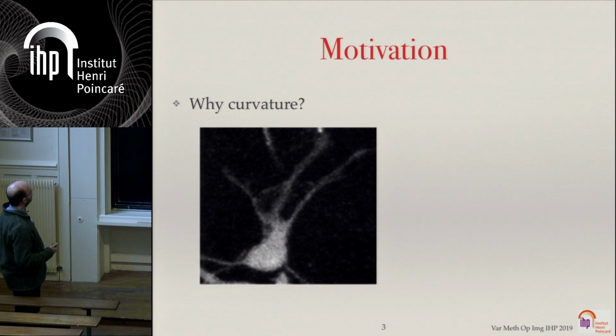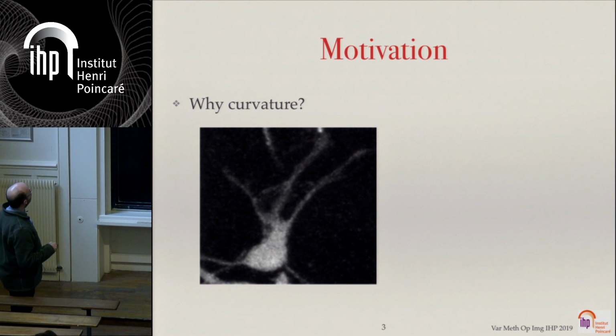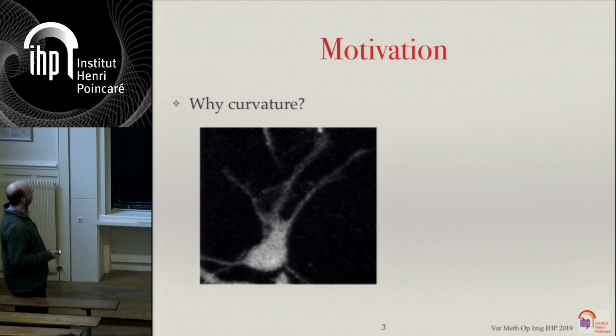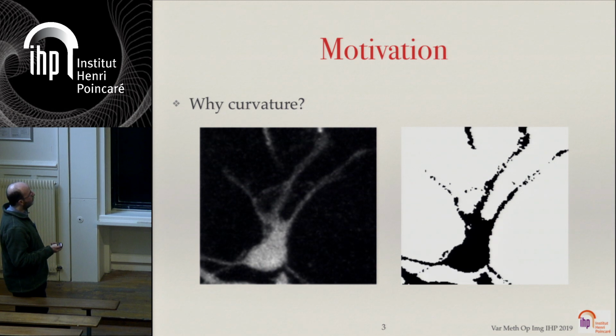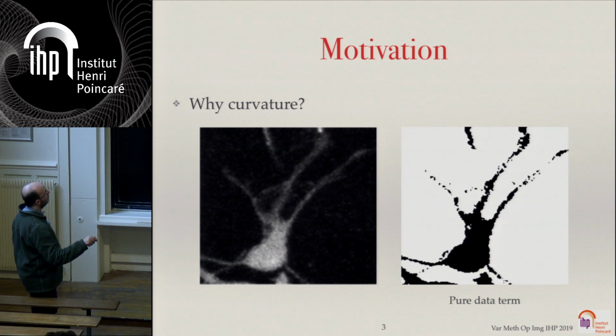What are these properties that I'm talking about that are good at completing contours that are missing? Well, here's an image of a neuron in confocal microscopy. It's very noisy, and we have a large body here, but thin extensions that are axons here. And if I use a really simple-minded segmentation, which is just a thresholding, pure data term, in other words, I get something like that. I get some of the data, but not all of it. So it's reasonable to assume that this is an axon here, even though I have lots of missing data.